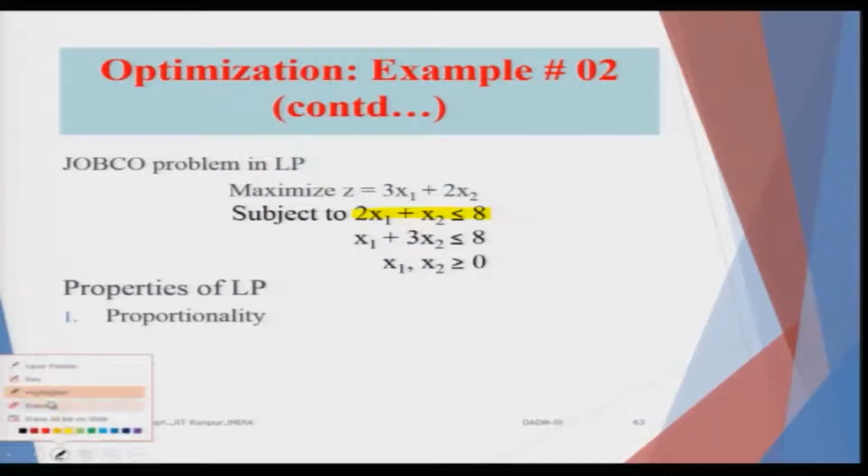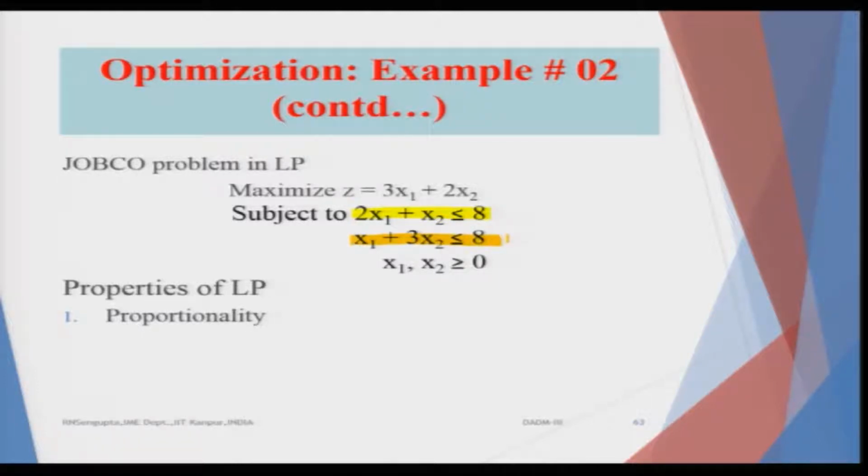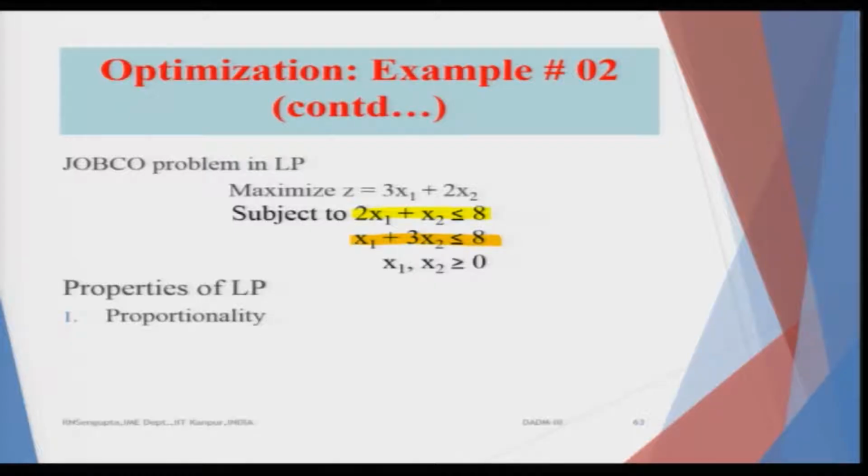Now, let us go to the second constraint. Again, let us see. X1 is 0, x2 is total production, which is 8 by 3. That means total production for constraint 2 is not possible. So, there is some amount of time left for machine 2. So, any increase in, say for example, x1 by 1 unit as x2 decreases would also be of the same fact that utilization of the machine hours may not be totally complete.